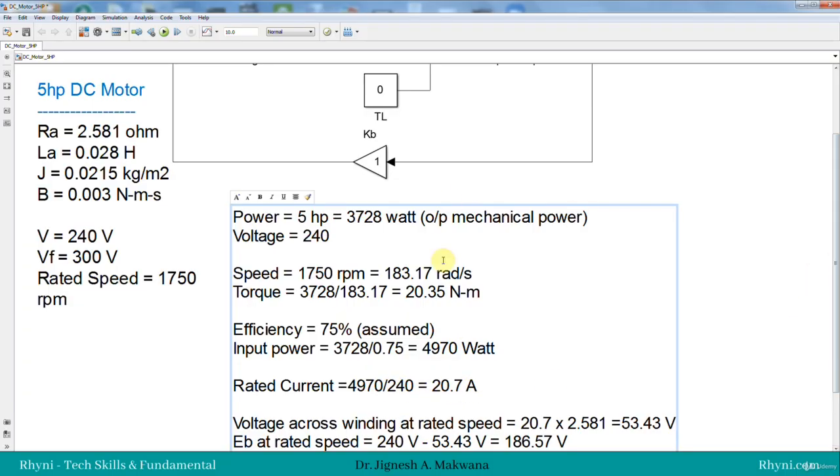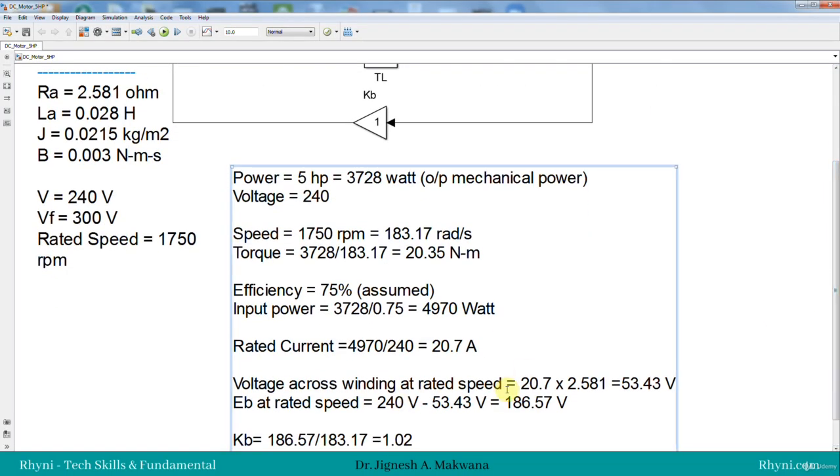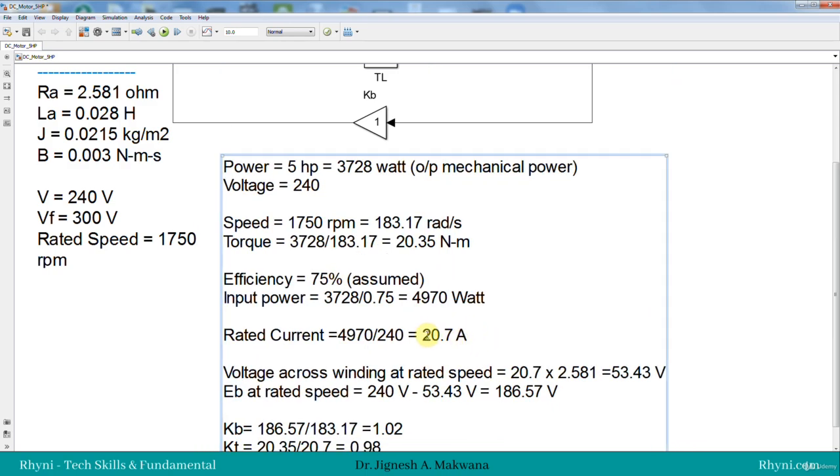So we have the rated current, so we can find the Kt, but before that let's find the back EMF, and rated speed is also given. Rated speed we know is 183.17 radian per second. So let's find the back EMF at rated speed. This rated current is flowing through the armature winding, through the resistance, and that's why, if speed is constant, inductance will not come into the picture. Current is flowing continuously.